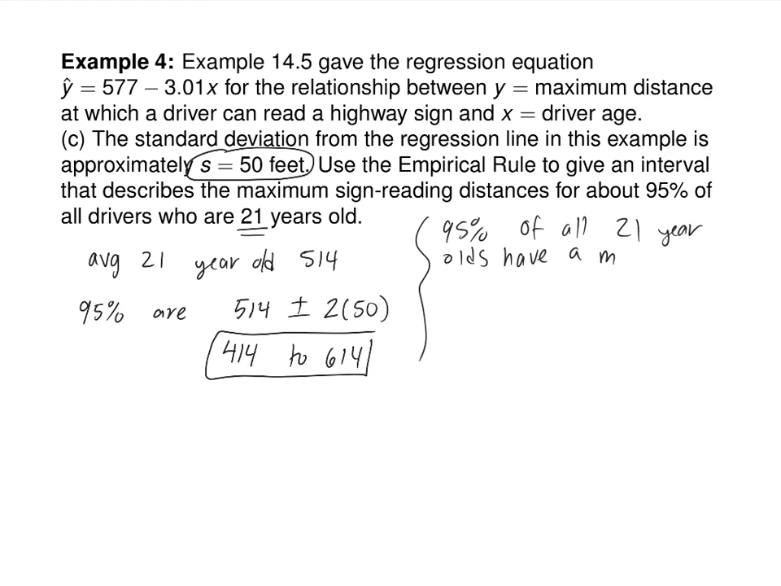Okay. 95% of 21-year-olds have a max sign reading distance of between 414 and 614 feet.